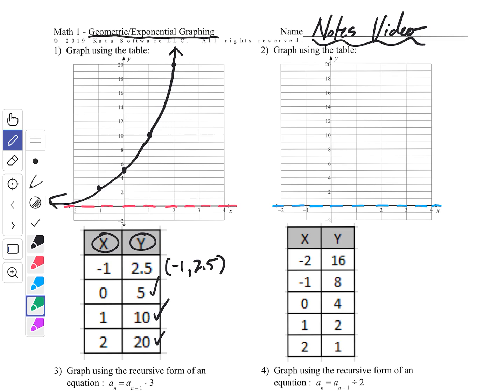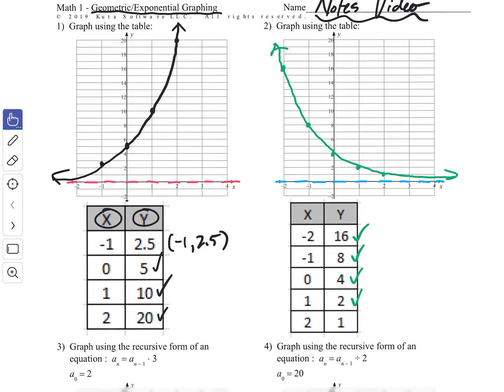Okay, so number 2, again, we're kind of just assuming that our asymptote is right there. Then we're going to graph it. So -2 to 16, right there. -1 to 8, right here. 0, 4. 1, 2. 2, 1. And again, we can see that it would start up here high, and it would come down and pretty much get really close to that asymptote. And it would look something like that, okay? All right, so that's really all there is to it.